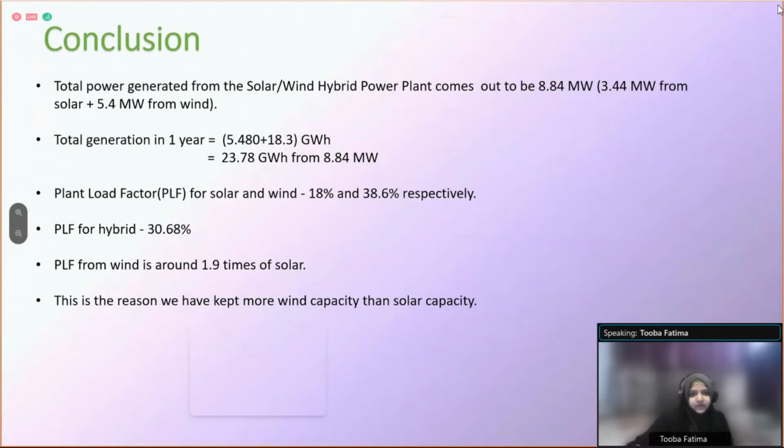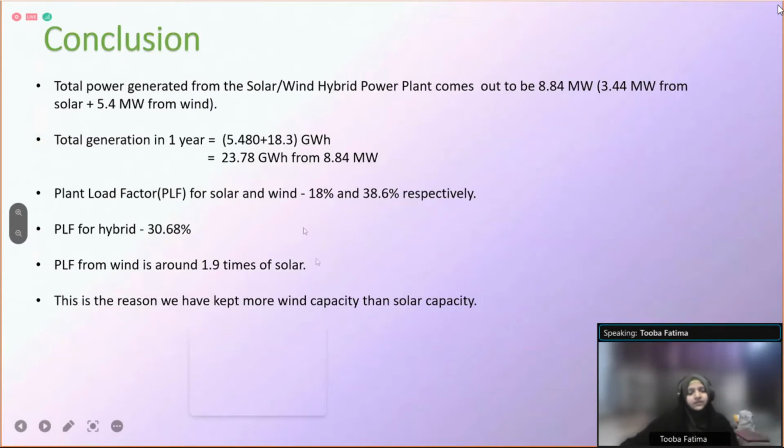Concluding this, the total power generated from the solar and wind hybrid power plant comes out to be 8.84 megawatt, which is 3.44 megawatt from solar and 5.4 megawatt from wind. Total generation in one year is 5.480 plus 18.3 gigawatt hours, which is 23.78 gigawatt hours from 8.84 megawatt.